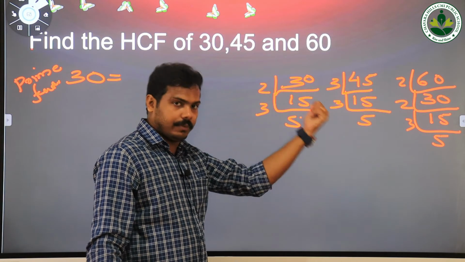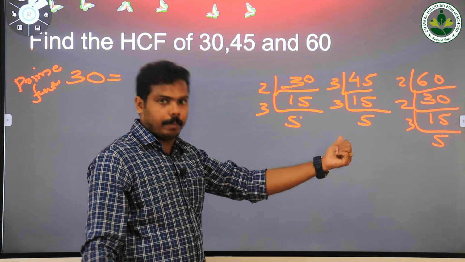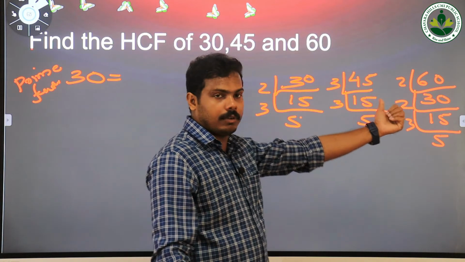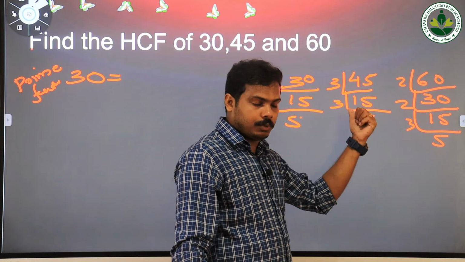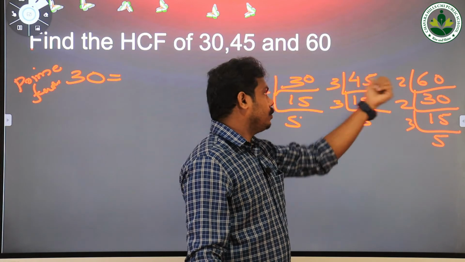15 times 2 is 30, then 15 by 2 is not possible, so take the next prime number, that is 3, 3 into 5 is 15. First one is over. Second one, 45. 45 divided by 2 is not possible, so take 3. 45 by 3 is possible, so divide that one.